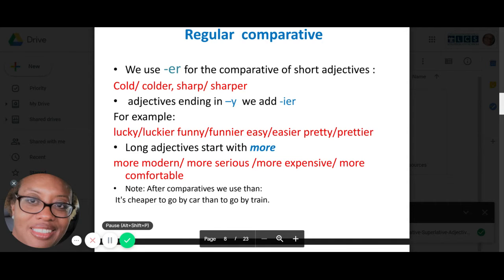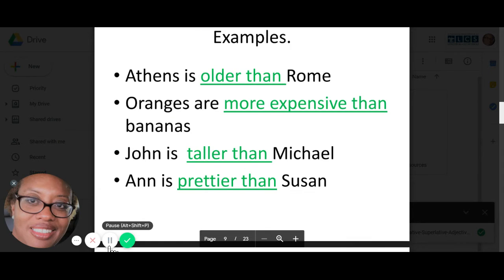When you're using comparatives and it's colder, luckier, or more modern, you want to remember to use "than" in the sentence. For example, it's cheaper to go by car than by train, or my couch is more modern than my old couch. Here are some examples. Athens is older than Rome. Oranges are more expensive than bananas. John is taller than Michael.